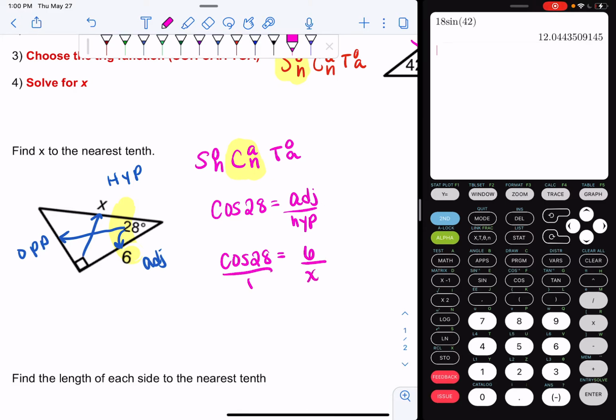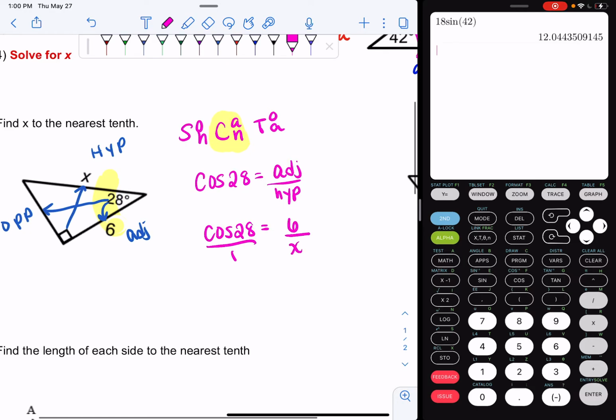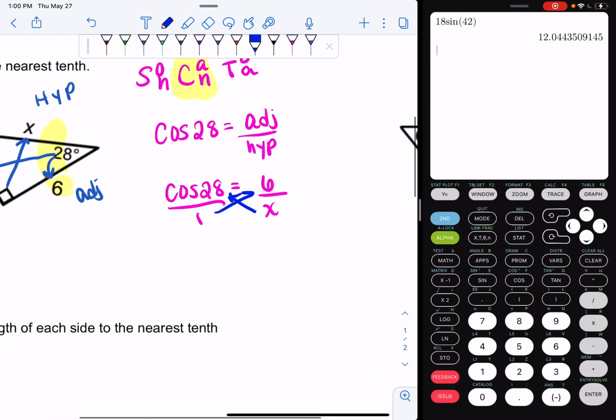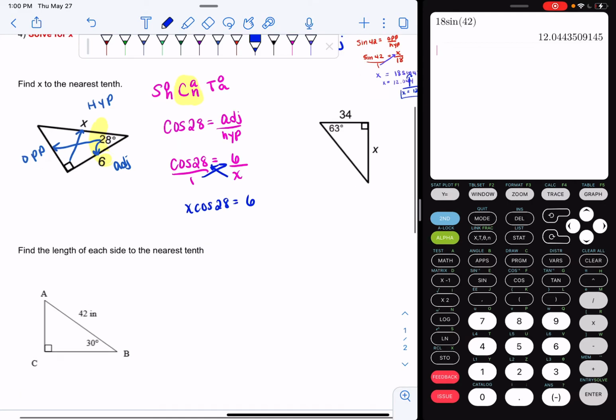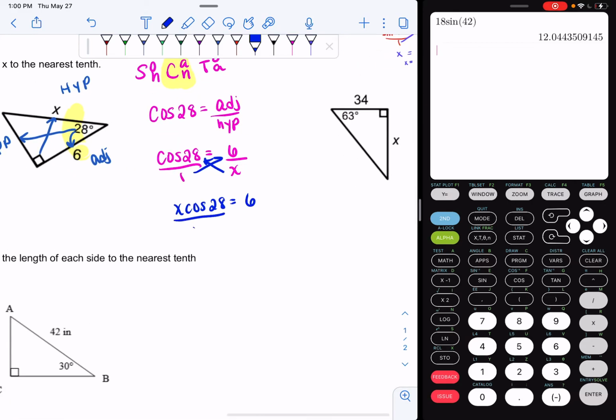And this cosine of 28 is really over 1. Now we're going to cross multiply to solve for x. 6 times 1 is 6. x times cosine of 28 is simply x cosine of 28. And that's equal to 6. Now, cosine of 28 is a number, so I can actually divide both sides of my equation by cosine of 28. So we're going to divide by cosine 28, divided by cosine 28.